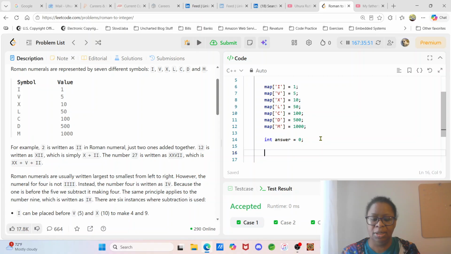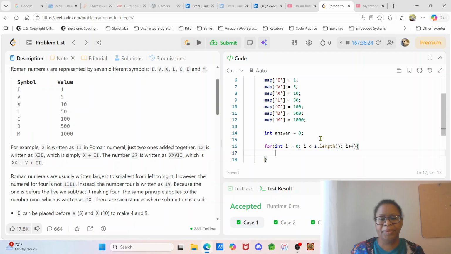So now let's go ahead and iterate through our string to get the characters. For int i equals 0, initialized at 0, and we're going to go until i is the length of the string that we're given, and we're going to do i plus plus. We're going to iterate through the string one at a time. Okay, now let's put some logic in here.